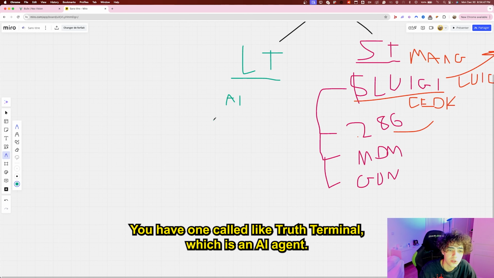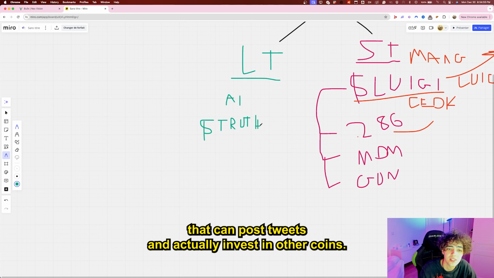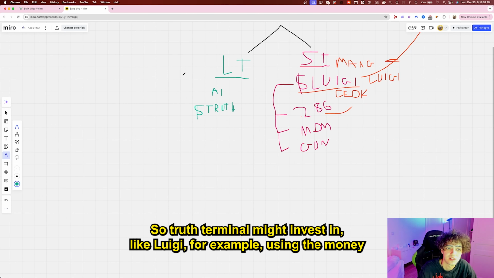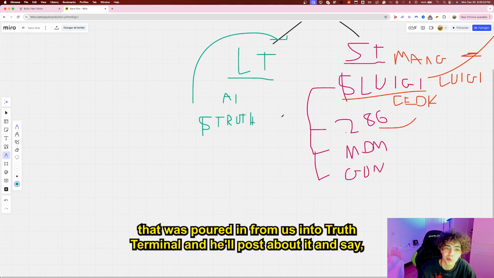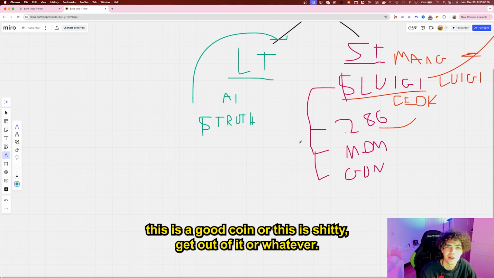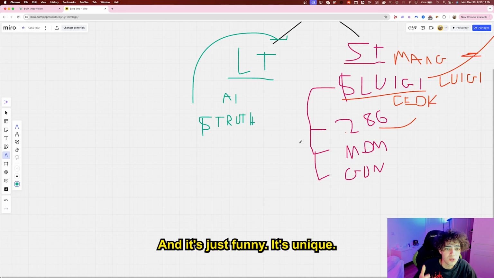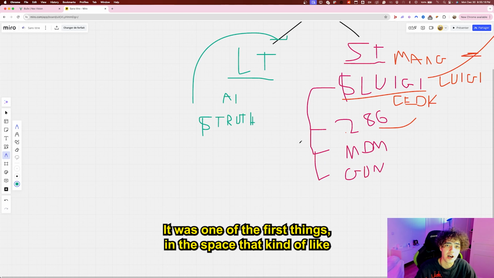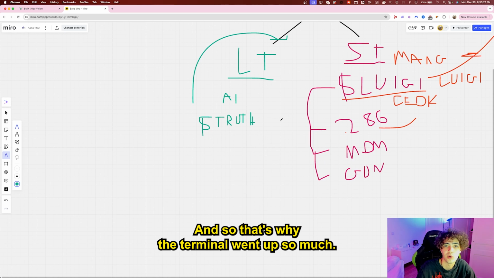And you have a bunch of coins. You have one called like Truth Terminal, which is an AI agent. And it's a Twitter account that can post tweets and actually invest in other coins. So Truth Terminal might invest in like Luigi, for example, using the money that was poured in from us into Truth Terminal. And he'll post about it and say, this is a good coin or this is shitty, get out of it or whatever. And then he'll also just 24/7 post different tweets. And it's just funny. It's unique. It was one of the first things in the space that kind of like shook up the AI. And so that's why Truth Terminal went up so much.